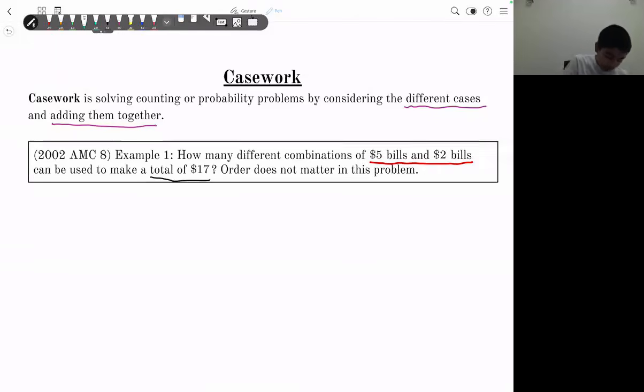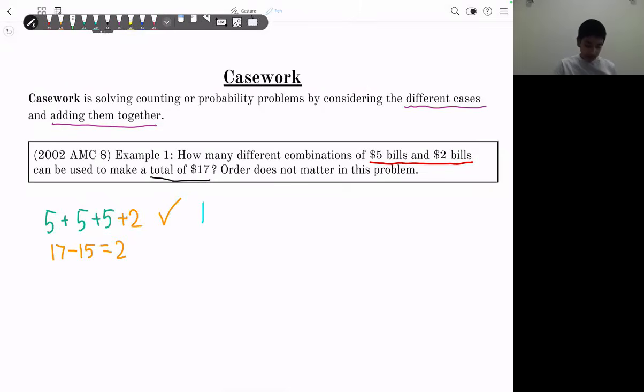The first case is we have 3 $5 bills. And as you can see, the total has to be 17, and the total of the $5 bills right here is 15. So there is going to be $2 left. So how can we make $2 with the $2 bills? Well, since 2 divided by 2 is 1, you can only have 1 $2 bill, and this case works. There's one way for this case, so let's just write 1 here.